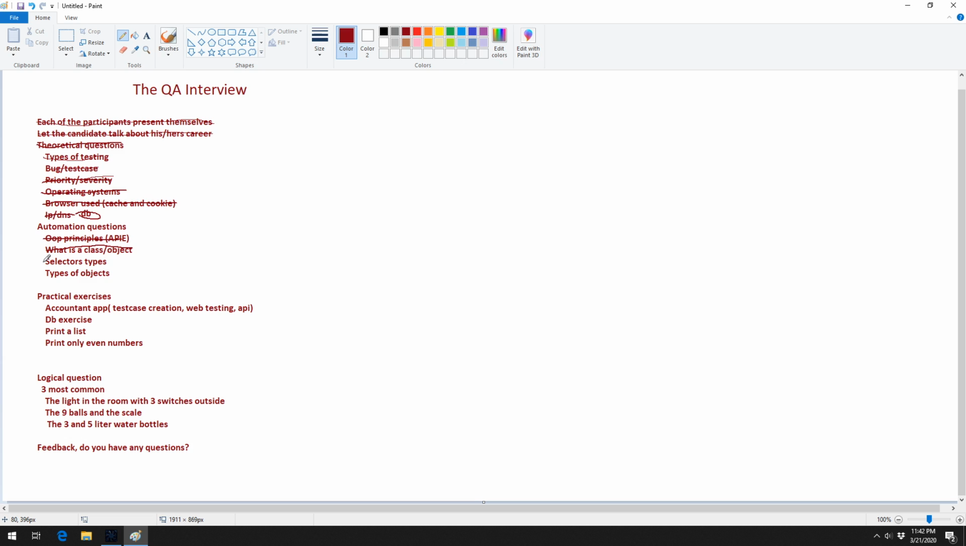Selectors, type of objects. Here I was referring not necessarily to type of object. I think this was bad naming on my part. I'm referring to data types, for example, string, boolean, integer, and stuff like that. And besides this, there are many automation questions, but I'm not going to continue on this subject. Okay.